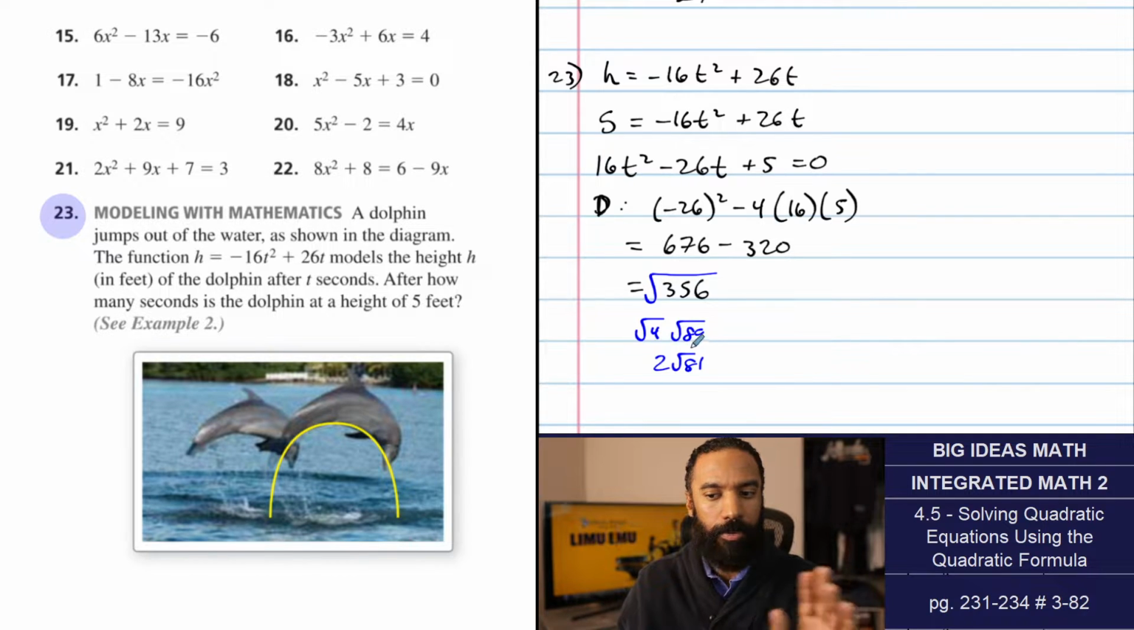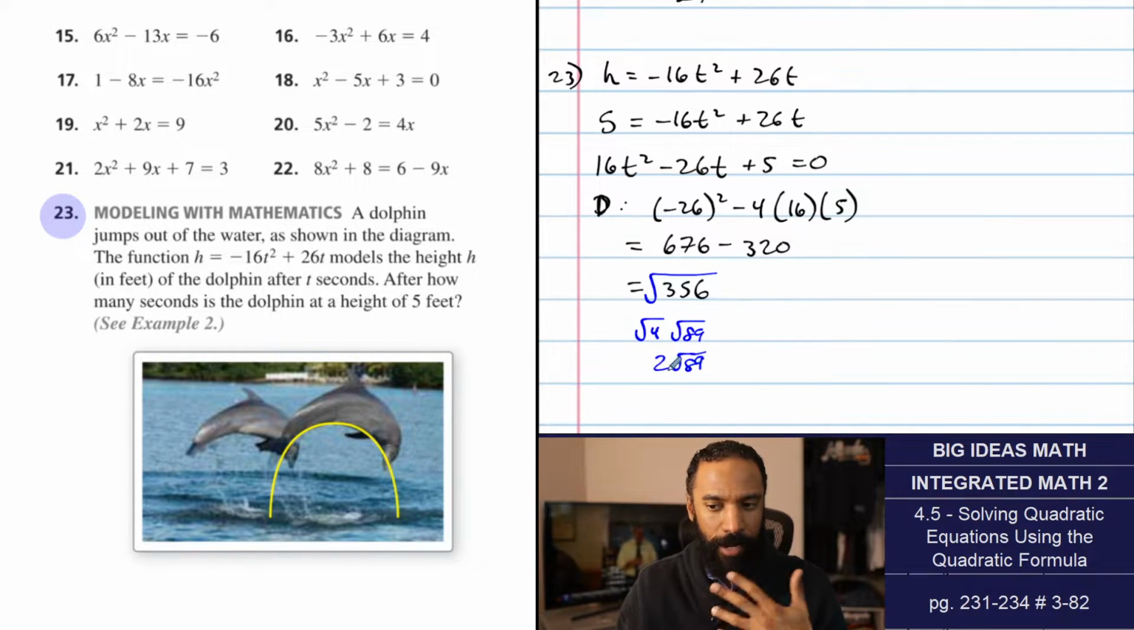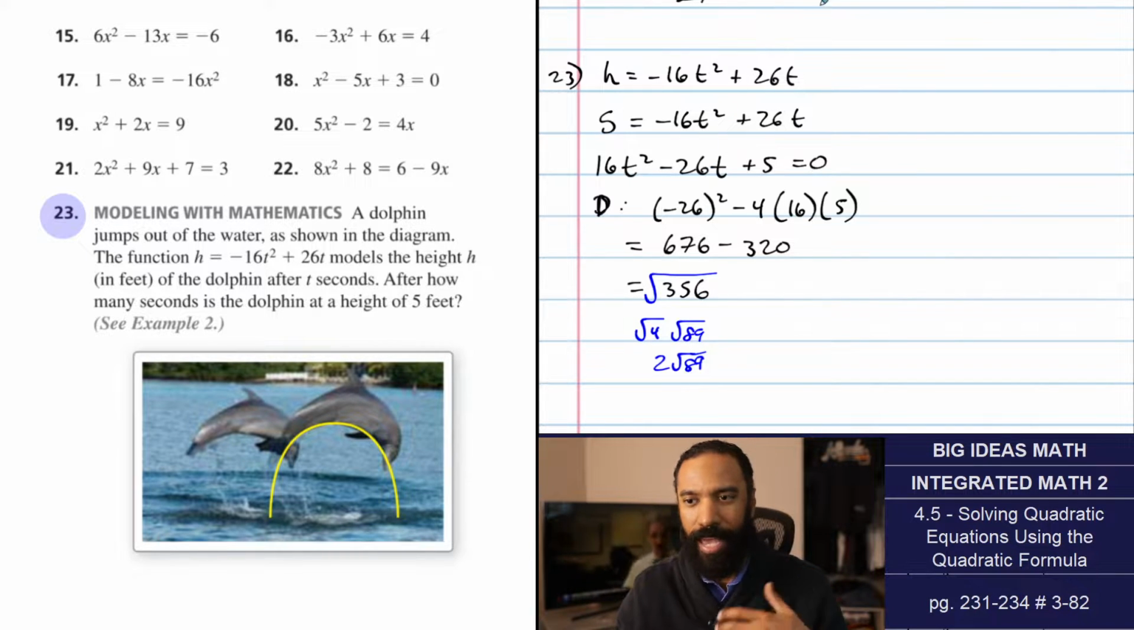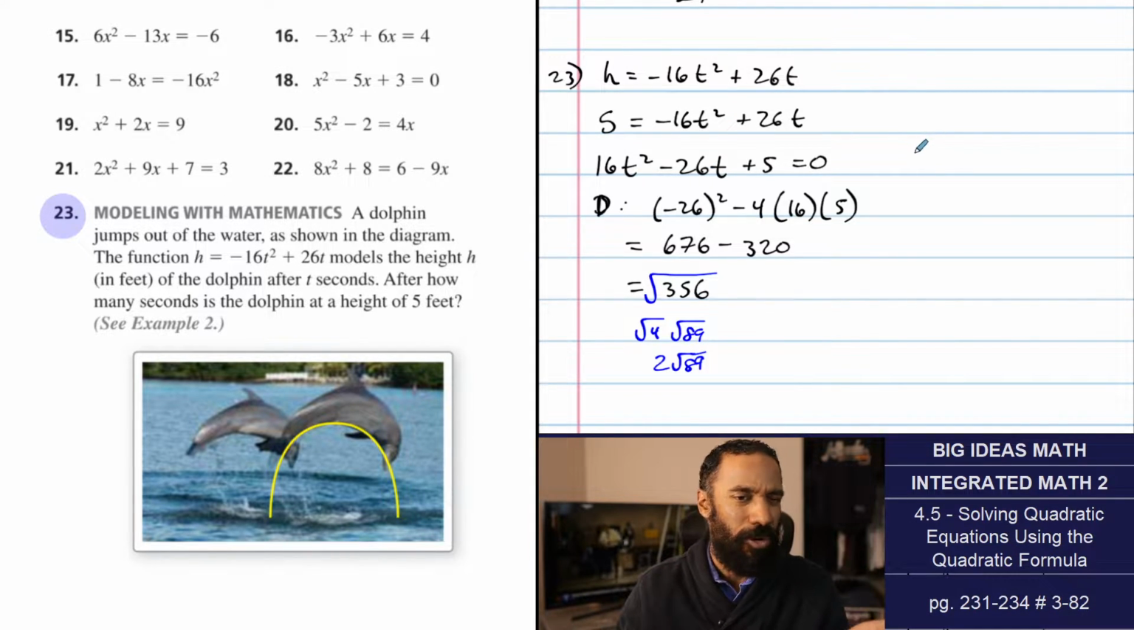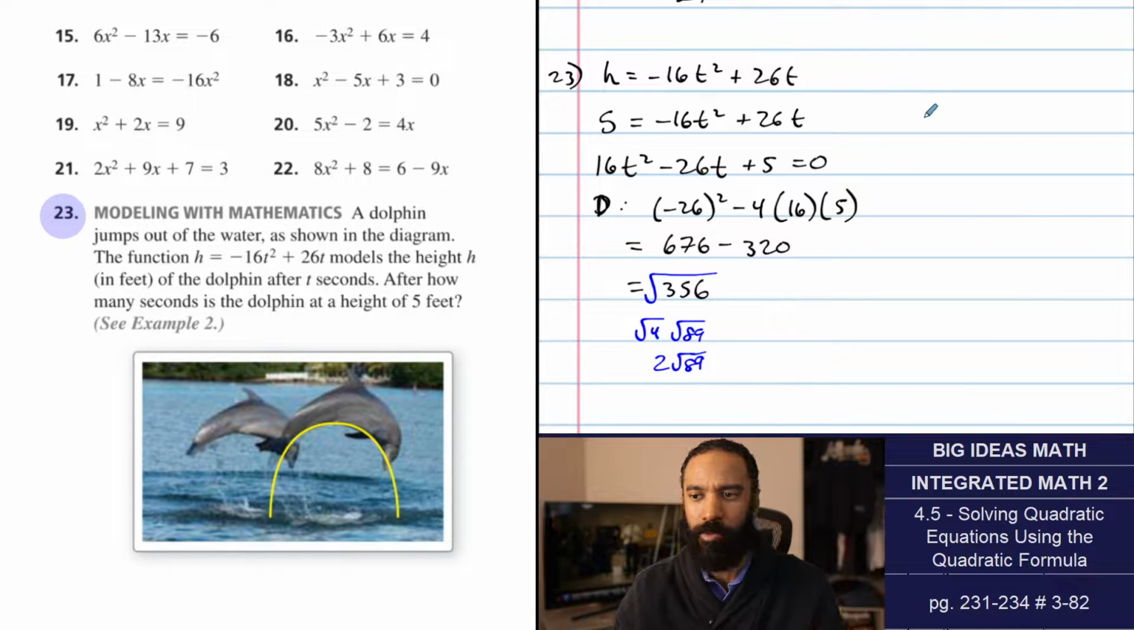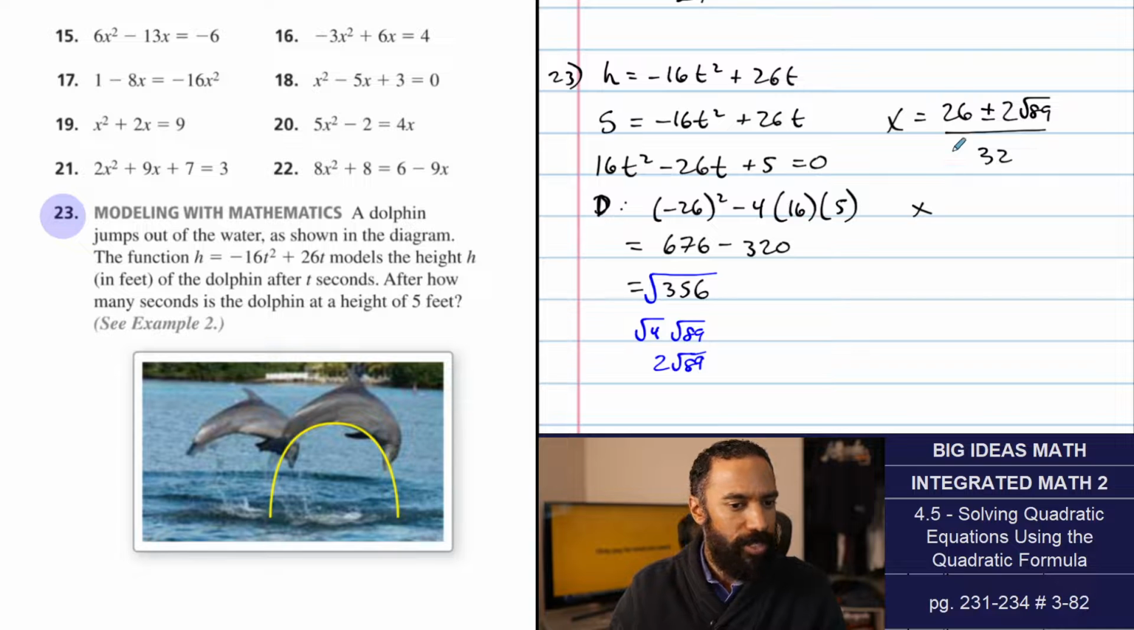Now, because it's a word problem, I'm probably not as worried about this exact answer. We want to get an answer that this time we're going to round, and I'm totally okay with that. I do prefer it. But here it's going to be x equals negative b plus or minus the square root of b squared minus 4ac all over 2a. A being 16, so 32. So what is this saying? After how many seconds is the dolphin at a height of 5 feet?